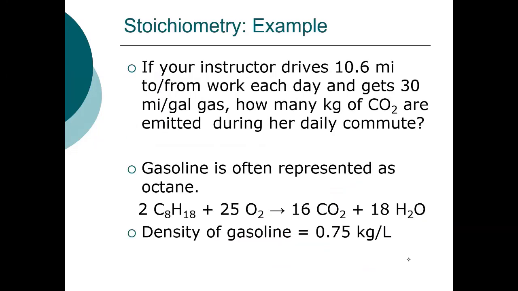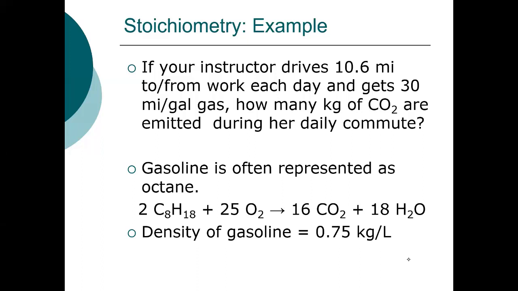Let's look at using that stoichiometry. So in a normal year, when I would drive to campus, it's about 10.6 miles back and forth from my house to work, to the engineering building. And if I have a car that gets 30 miles per gallon, I want to know how many kilograms of CO2 are emitted during my daily commute.